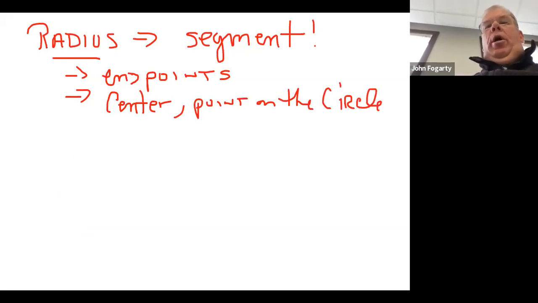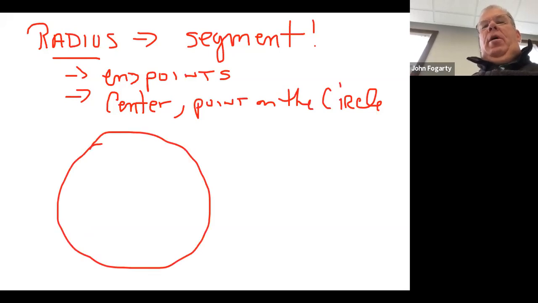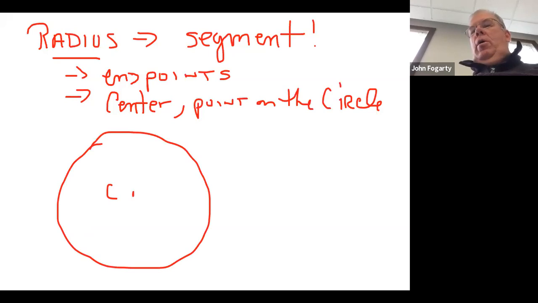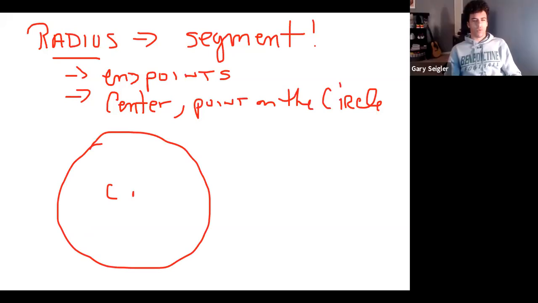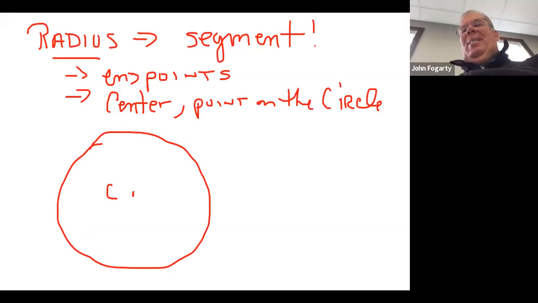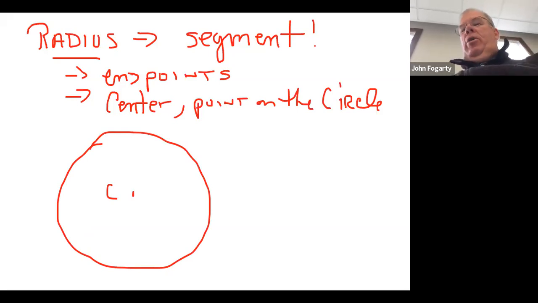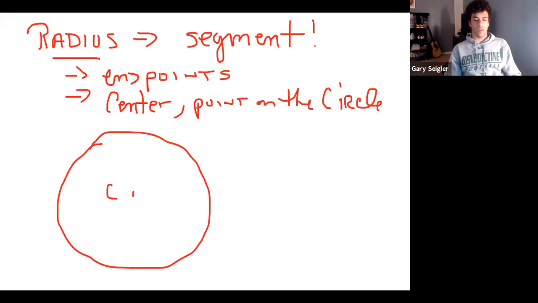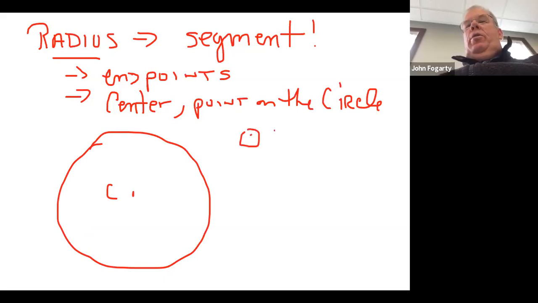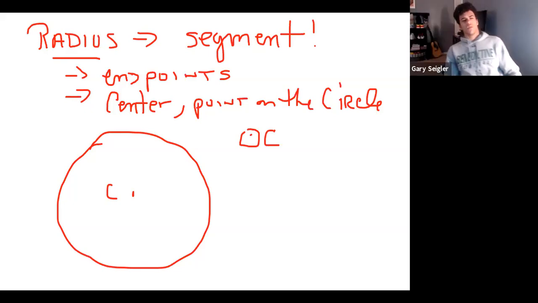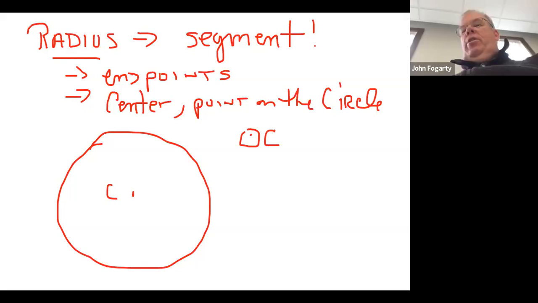So if I had, Gary, what would we call this circle? What would be the name of that circle if the center is point C? How do you name a circle? I just said it 3 seconds ago. This would be called circle C. You always name a circle using the center, okay?